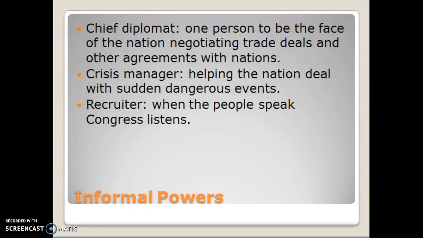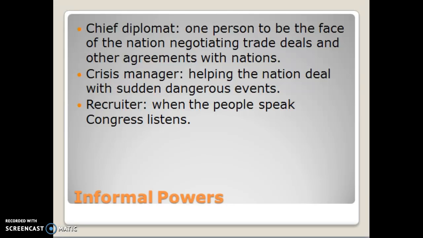Then we have chief diplomat. It's easier to have one person be the face of the nation. It wouldn't make sense to have a whole giant group of people that you send to other countries trying to negotiate trade deals and agreements. And so having one figurehead that is able to do that well is extremely important. And then crisis manager, which fits in with morale builder, helping deal with sudden and dangerous events, like we talked about with Katrina or 9/11 or even the housing crash.